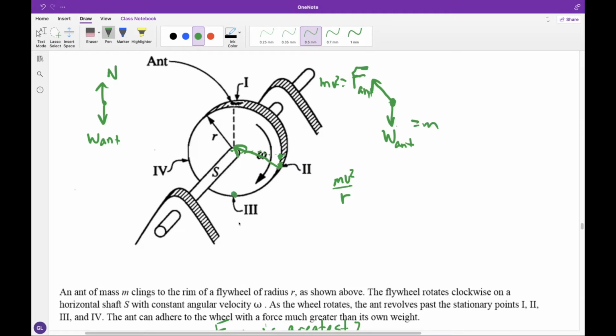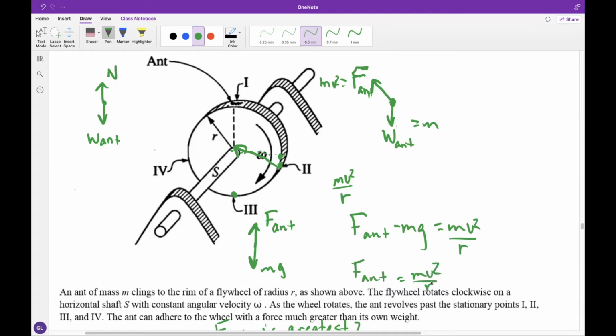Now, by the time we get to this, what we notice is that at this point, all of this part right here, F ant, and this is mg, we have F ant minus mg, and that has to be equal to mv squared over r. So what we find out is that the force from the ant is going to be not just mv squared over r, but also mg. Here we get a component of the ant's weight acting against it.